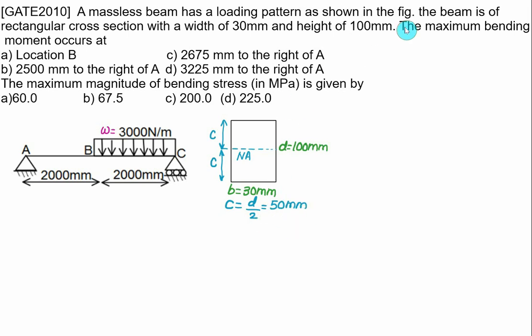In the first part we have to find out the location where the maximum bending moment occurs, whether it occurs at B or at a certain distance from A. So these are the choices given here. In the second part we have to calculate the maximum magnitude of the bending stress. Once we know the maximum bending moment, we can calculate the maximum bending stress using the formula sigma B max equal to M, the maximum, multiplied by C divided by I.